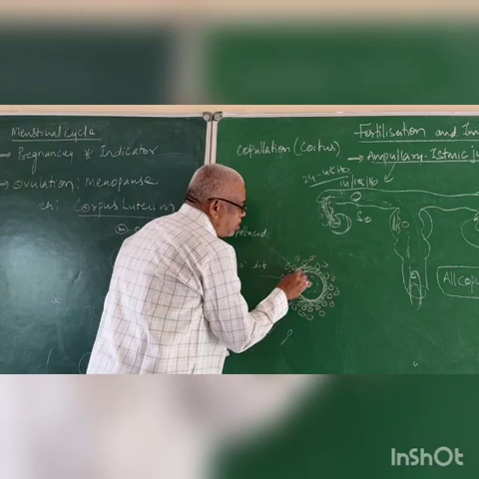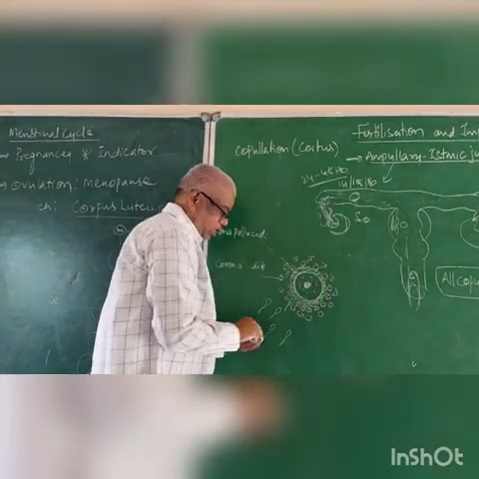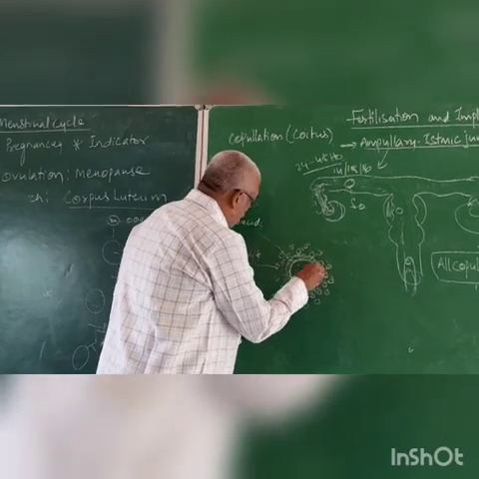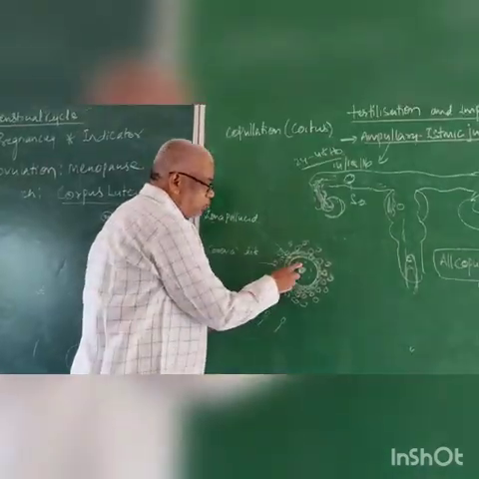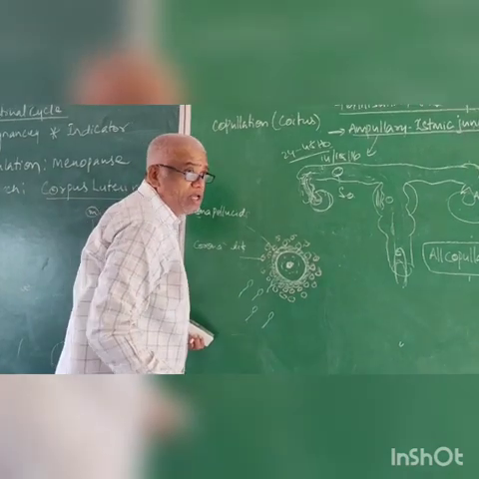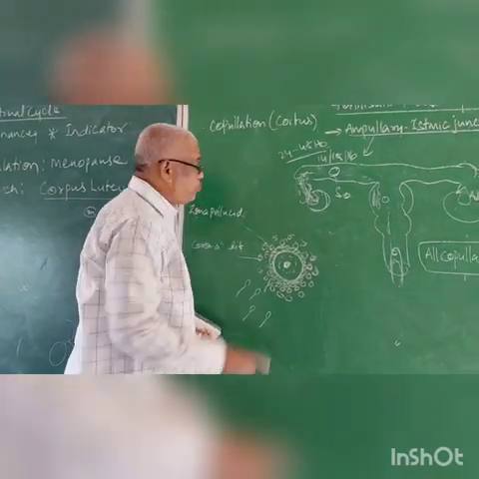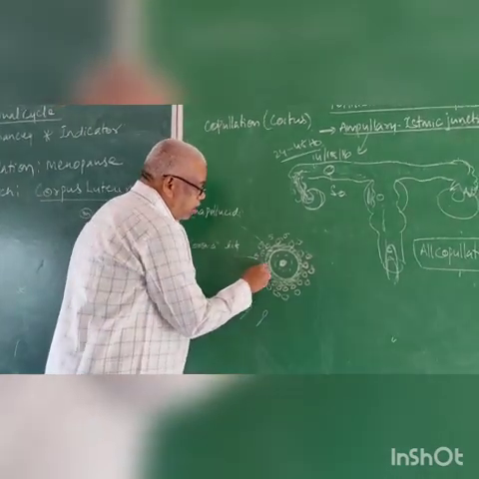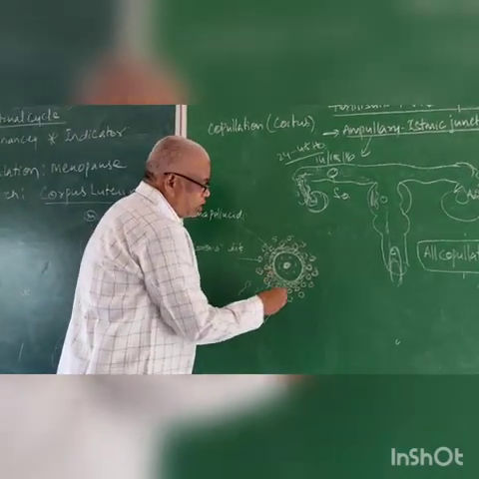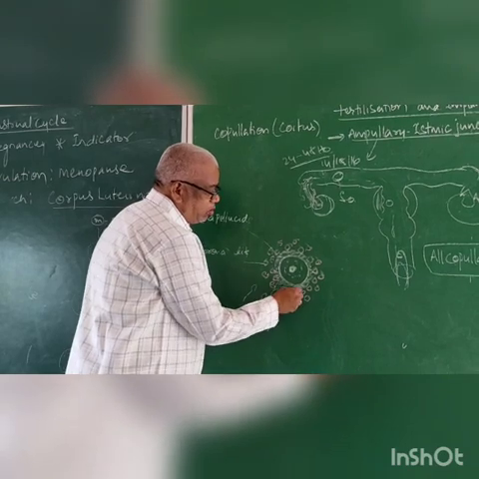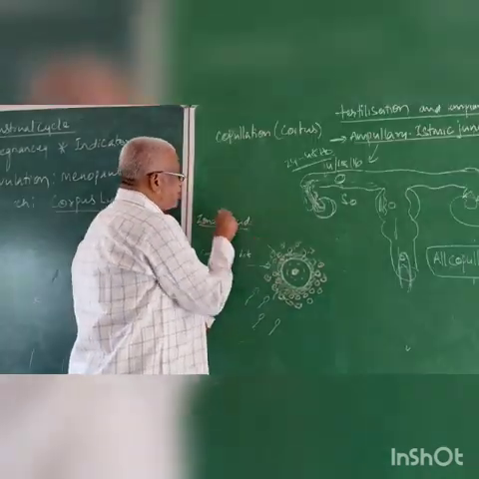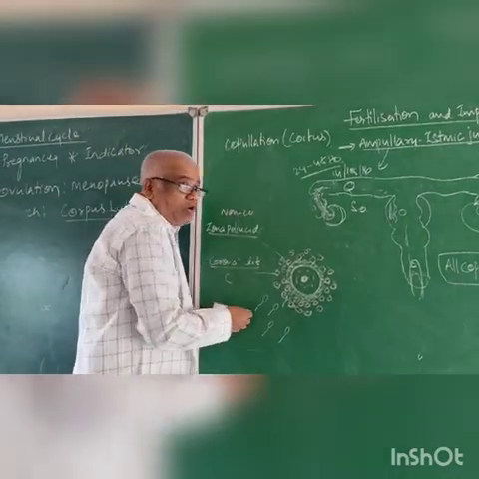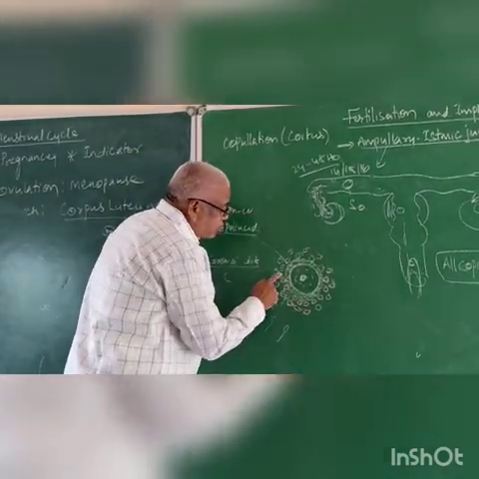Zona pellucida. Right. Pink cellular layers, corona radiata. That means the secondary oocyte is covered by two membranes. These are called egg membranes. Name the two egg membranes. Inner zona pellucida, outer corona radiata. One is non-cellular, one is cellular. Which is non-cellular? Zona pellucida is non-cellular. Corona radiata is cellular and loosely arranged with intercellular spaces.